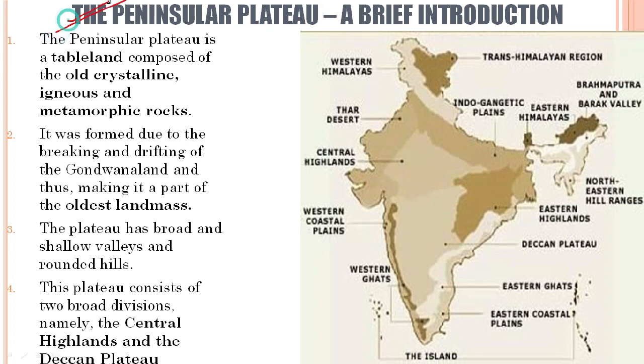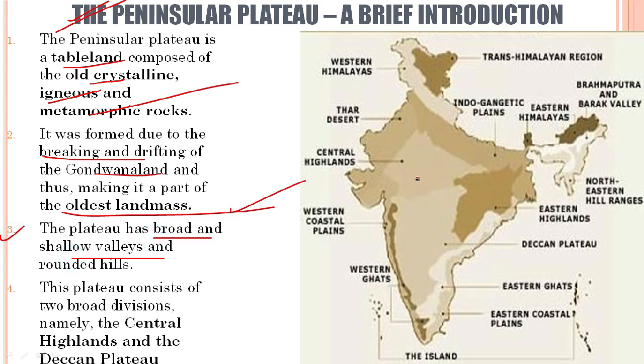Next we saw the peninsular plateau. When we came to learn about the peninsular plateau, we saw that it is a tableland composed of old crystalline, igneous and metamorphic rocks formed due to breaking and drifting of the Gondwana land, which is one of the oldest landmass as well. Then we learned that it has broad and shallow valleys. Here, if you will see the regions of MP, you will easily find the Narmada Valley, the Tapi Valley, etc. And it also has some rounded hills.